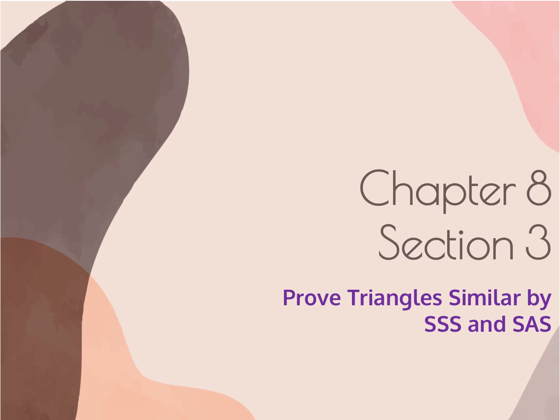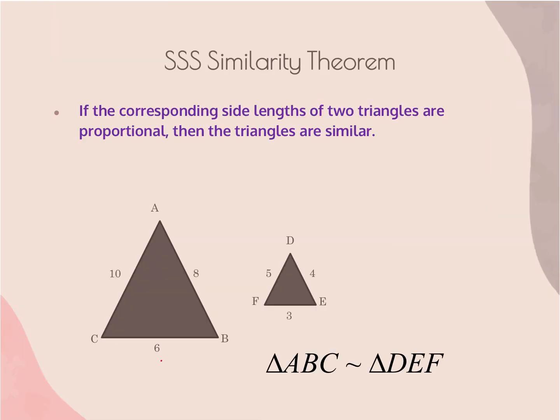So we're going over chapter 8, section 3, proving triangles are similar by SSS or SAS, which is side-side-side or side-angle-side. So the side-side-side similarity theorem states if the corresponding side lengths of two triangles are proportional, then the triangles are similar. So how do we prove this?